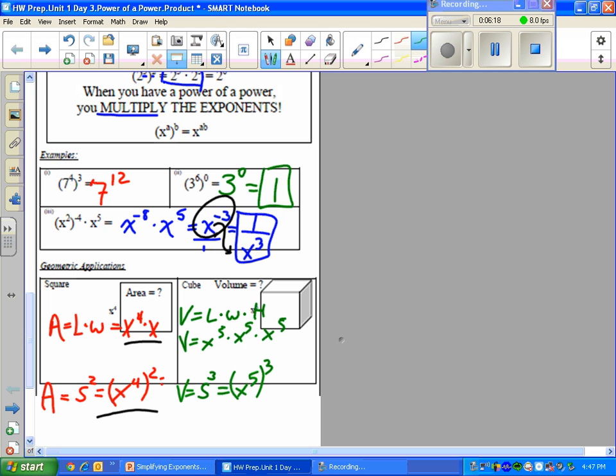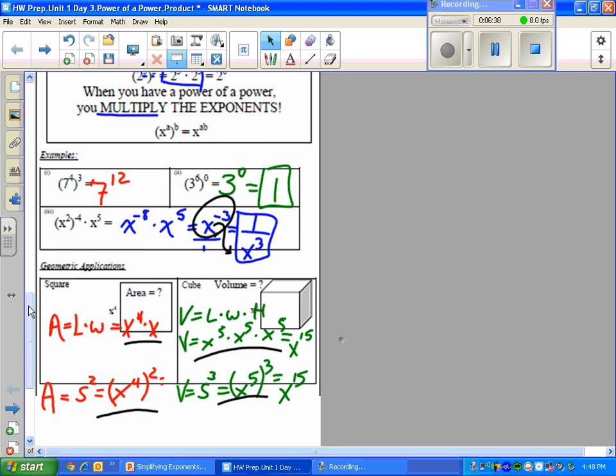Either way that you do this, whether they're on the top or the bottom, the top will require you to add up all those 5s and end up with x to the 15. On the bottom, power of a power, it would require you to multiply those two numbers. Once again, you would end up with x to the 15.